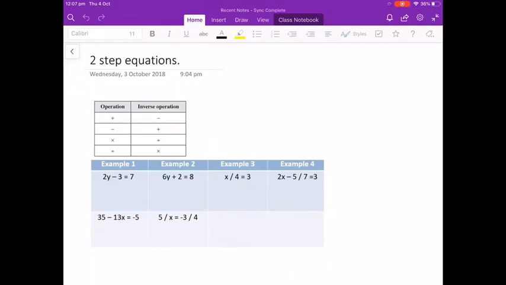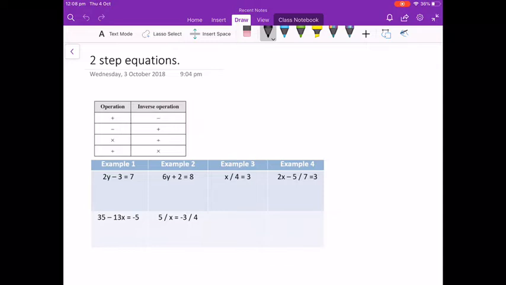Today we're looking at two-step equations. Now, again, really important to know inverse operations. The opposite of addition is subtraction, the opposite of subtraction is addition, the opposite of multiplication is division, and the opposite of division is multiplication.